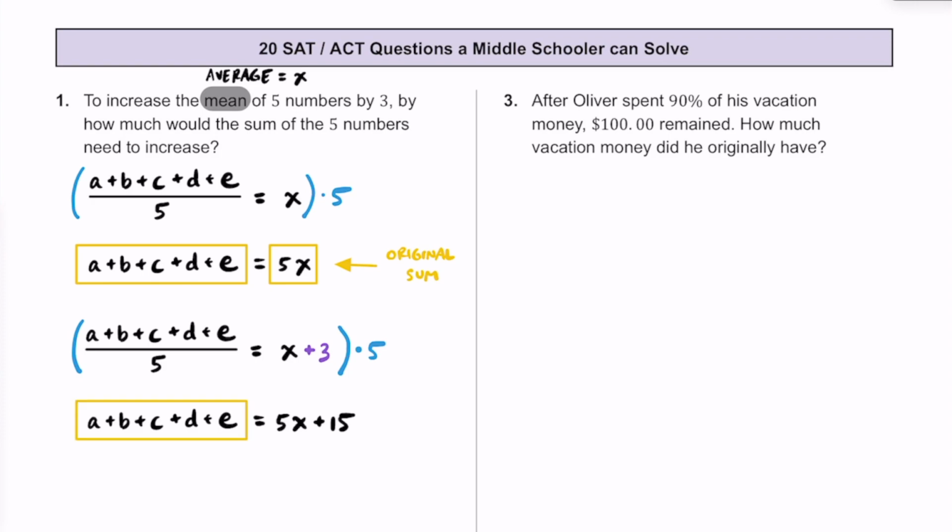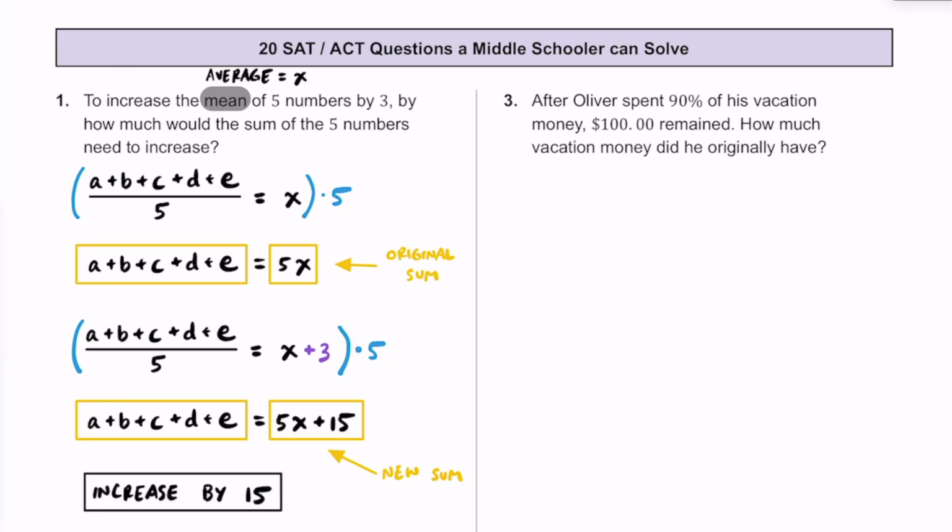And so you can see the sum of these 5 numbers, while it used to be 5x, would now have to be 5x plus 15. This would be the new sum, and you can see that it is going to be 15 more than the original sum. And so to get the average to go up by 3, we would have to get the sum of the numbers to go up by 15.